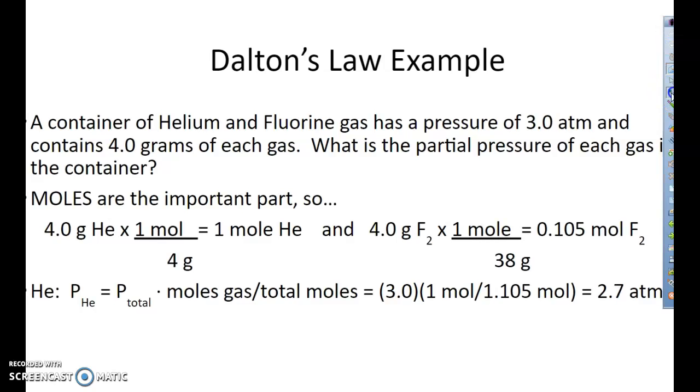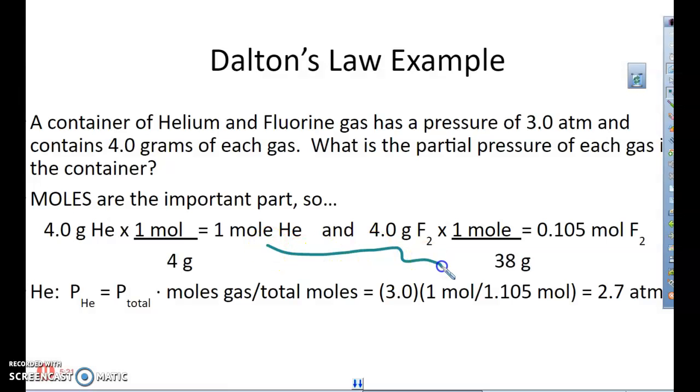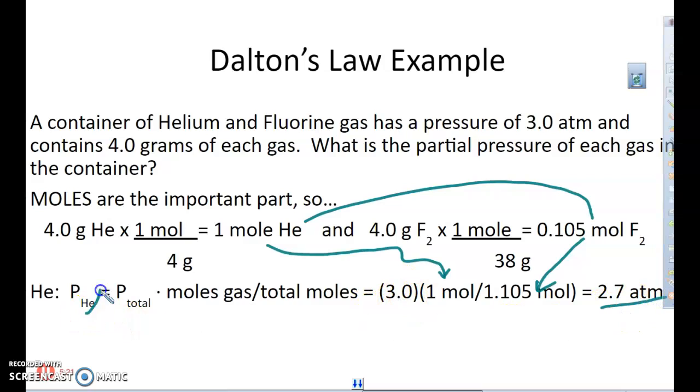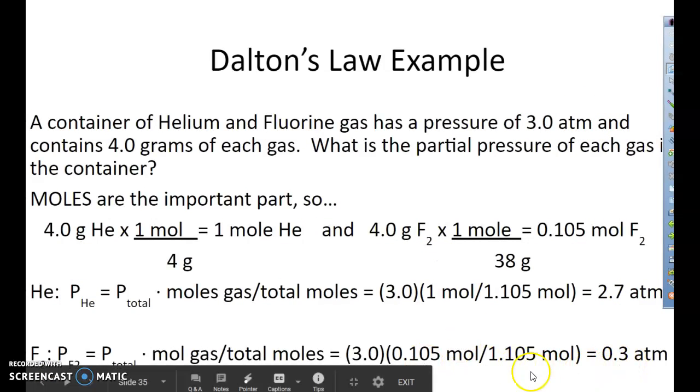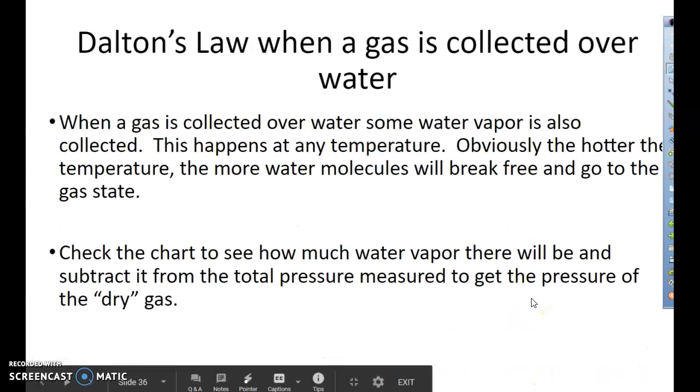And the total number of these two is 1.105. So I'm taking the mole fraction, just the helium, times the total pressure, and I'm going to get the pressure of just the helium. The remainder then, 3 atmospheres is the total pressure. 3 minus 2.7 is going to give us 0.3, and so that would be the pressure of the fluorine.